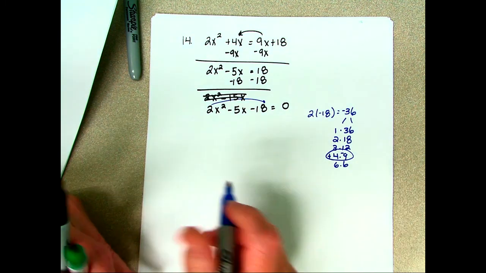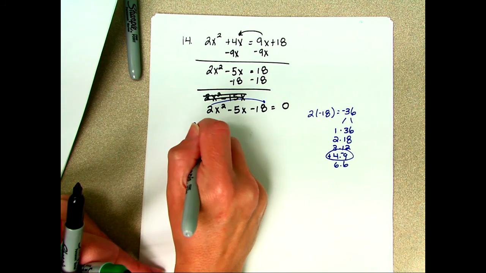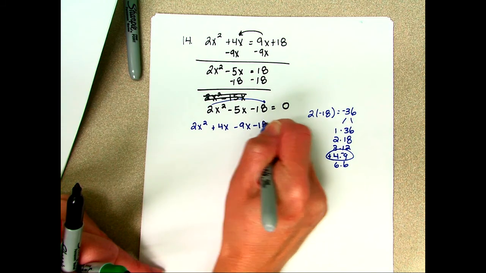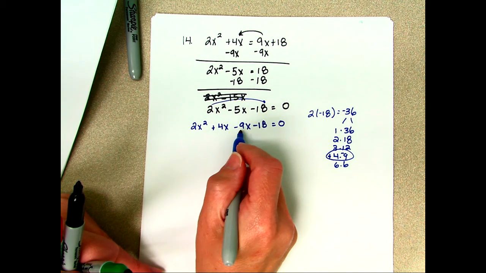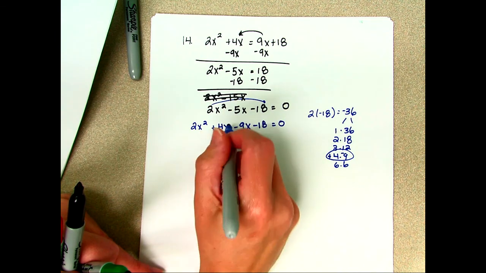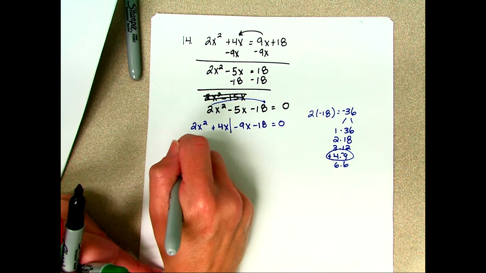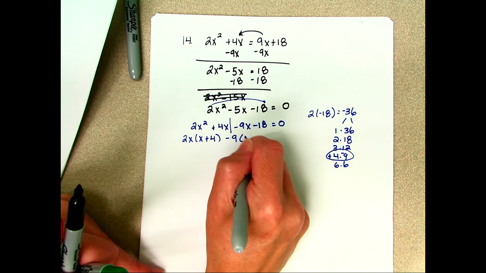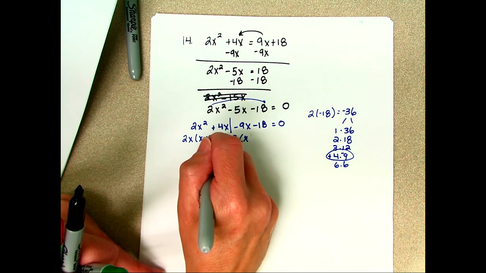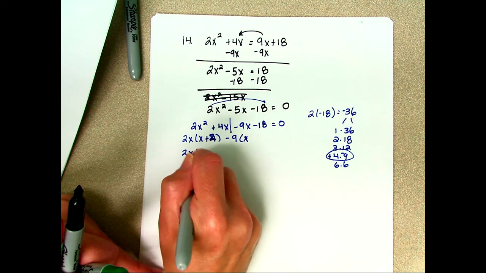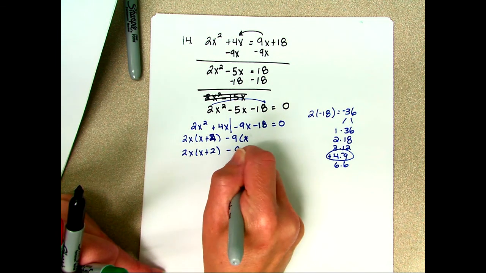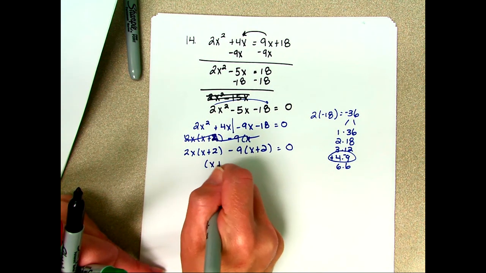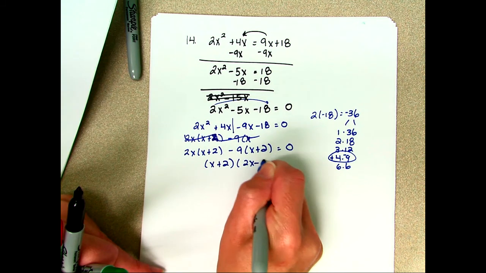So we have 2x squared plus 4x minus 9x minus 18 equals 0. 4x minus 9x is a negative 5x. Cut our polynomial in half. 2x times x plus 2. Factor out negative 9. Negative 9 times x plus 2 equals 0. x plus 2, 2x minus 9 equals 0.